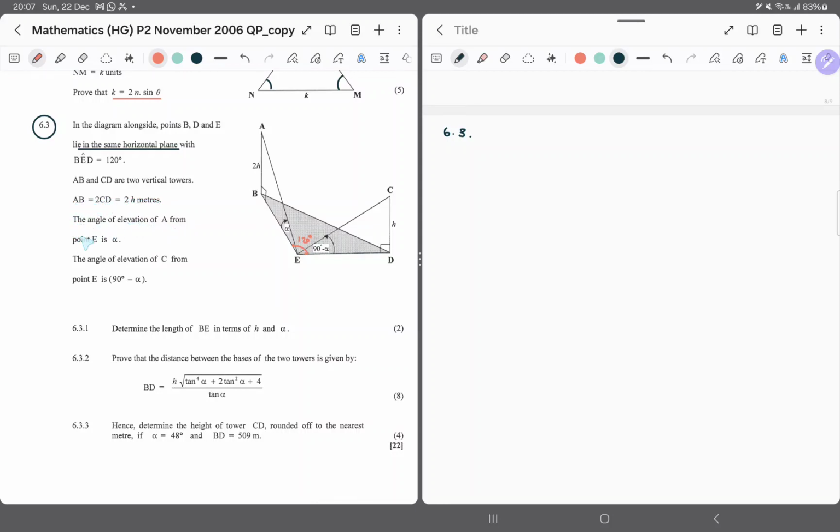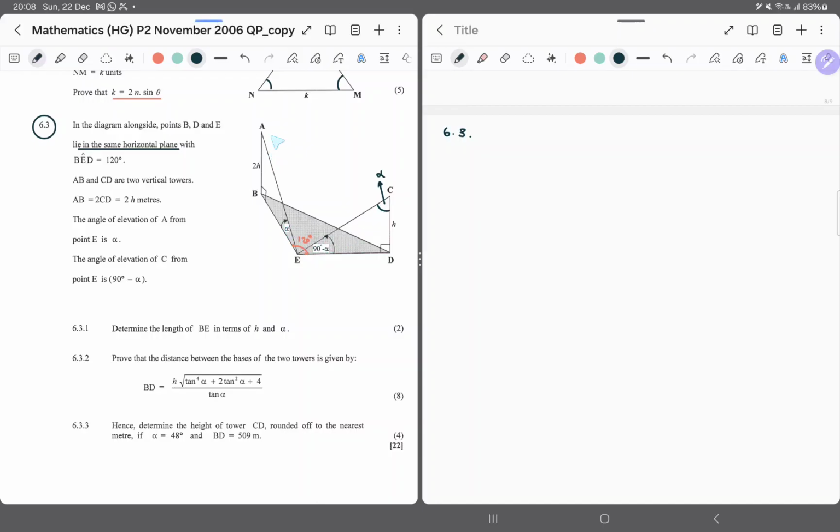The angle of elevation of A from point E is alpha. That is already indicated. The angle of elevation of C from point E is 90 degrees minus alpha. That is also indicated. So obviously, folks, it means we can calculate those angles. We can calculate this angle. Okay, let's not use the same color. So that angle is going to be, obviously, if we add 90 here, we're going to get 180. So this one should be alpha. Right, because those are complementary. They must add up to 90 degrees.